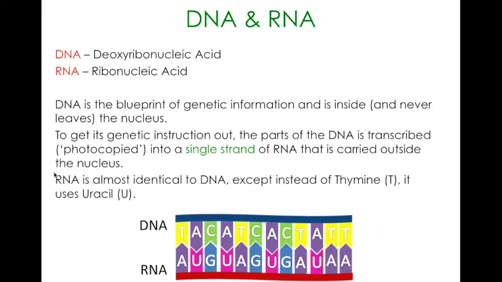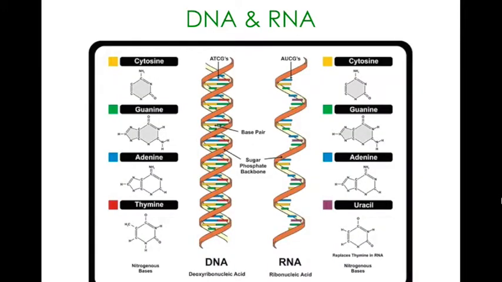RNA is pretty much identical to DNA, except instead of thymine, it uses uracil, which is read in the same way as thymine, and is structurally very similar to thymine, but contains a slightly different molecule. So here is the DNA, T-A-C-A-T, and here is the RNA equivalent, A-U-G, U-A-G. You can see that instead of normally having a T that matches with the A, it's U matching the A instead. There are the molecules, you can see thymine in DNA and uracil in RNA.